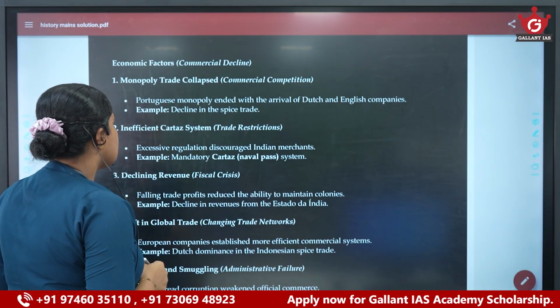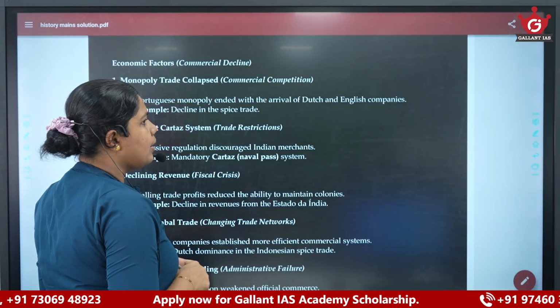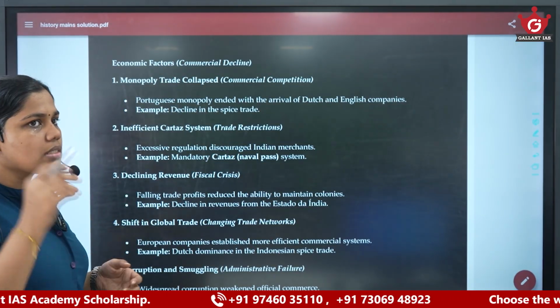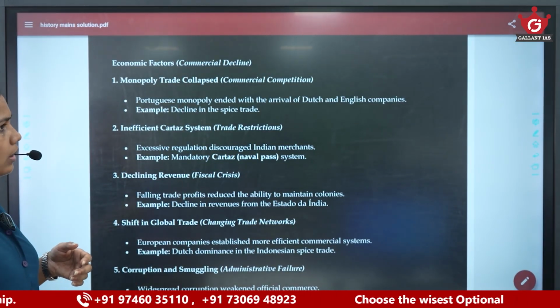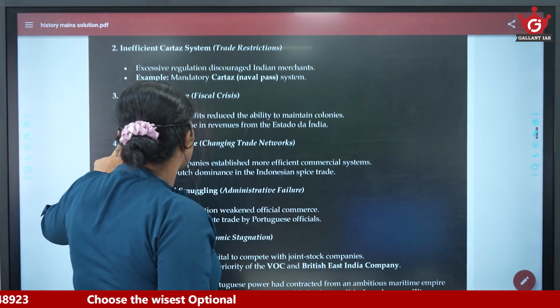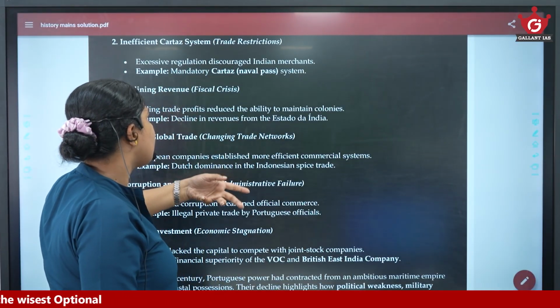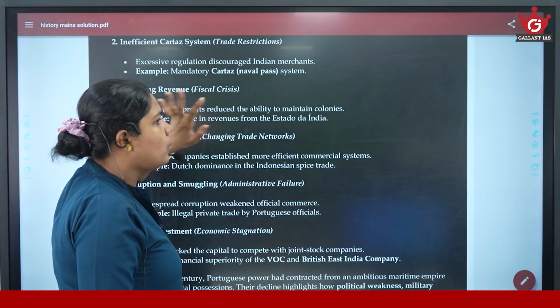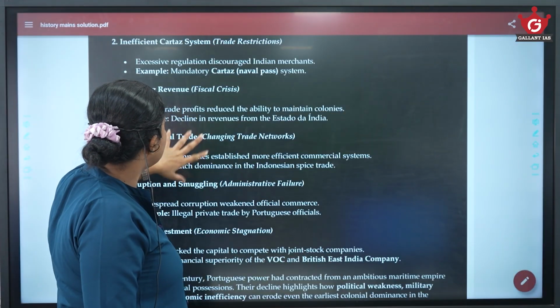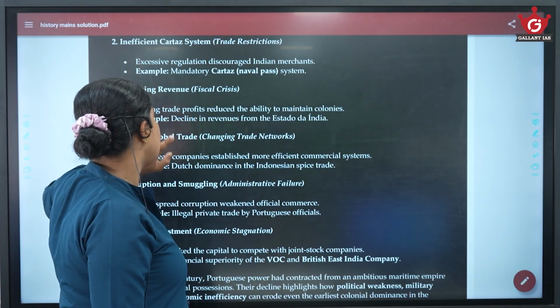Then inefficient cartaz system. Okay. See, this cartaz system was very inefficient, and after Dupleix and all, it was very difficult for them to maintain this. So what happened? Their importance was eroded. Next is declining revenue. Okay, that is falling trade profits. They could not do the spice trade, so the profits were reducing. So they couldn't get much revenue.